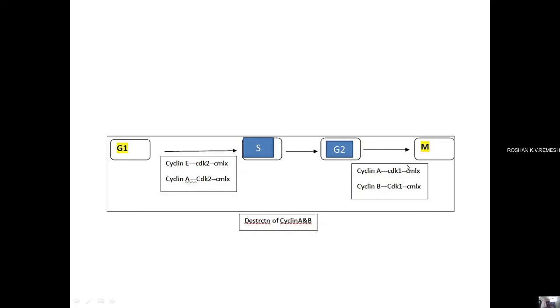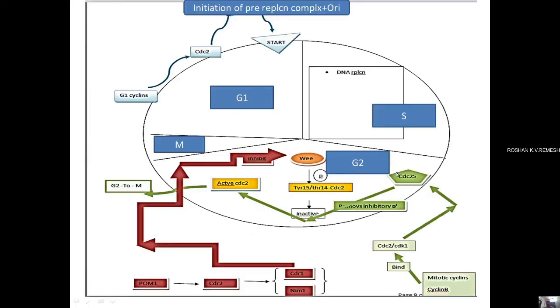These cyclins along with CDK1 may be called mitotic cyclins. Here it is known as G1 cyclins, and here it is known as mitotic cyclins. So see here, mitotic cyclins activate CDC2. That CDC2 drives the cell cycle from G2 to M phase of the cell cycle.